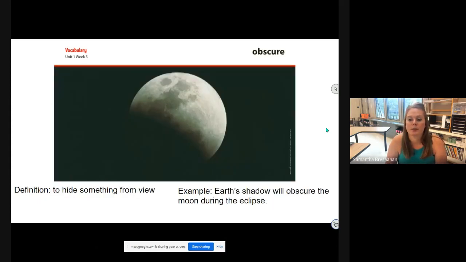Our next word is obscure. The definition is to hide something from view. The example is Earth's shadow will obscure the moon during the eclipse. Another example I think of is sometimes when we're embarrassed, we put our hands over our head or over our face. So when you do that, your face is being obscured by your hands.